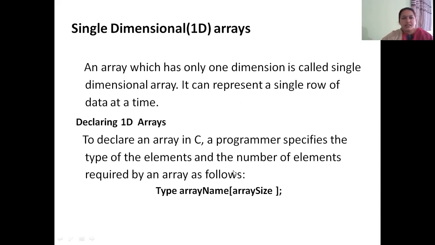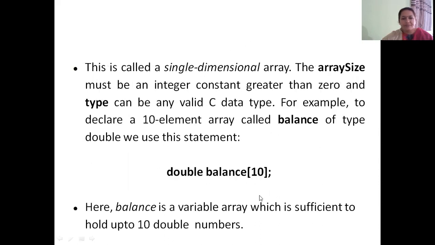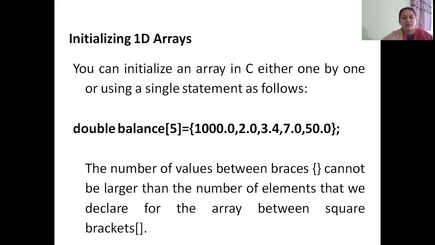So single dimensional array is an array with one dimension. It can represent a single row of data at a time. To declare a single dimensional array, the syntax in C language is data type followed by array name, and within square brackets the array size. For example, if I declare double balance[10], it means that I'm declaring an array by name balance and its size is 10. The array balance can hold 10 numbers of double data type. This is what this declaration statement means to the compiler.